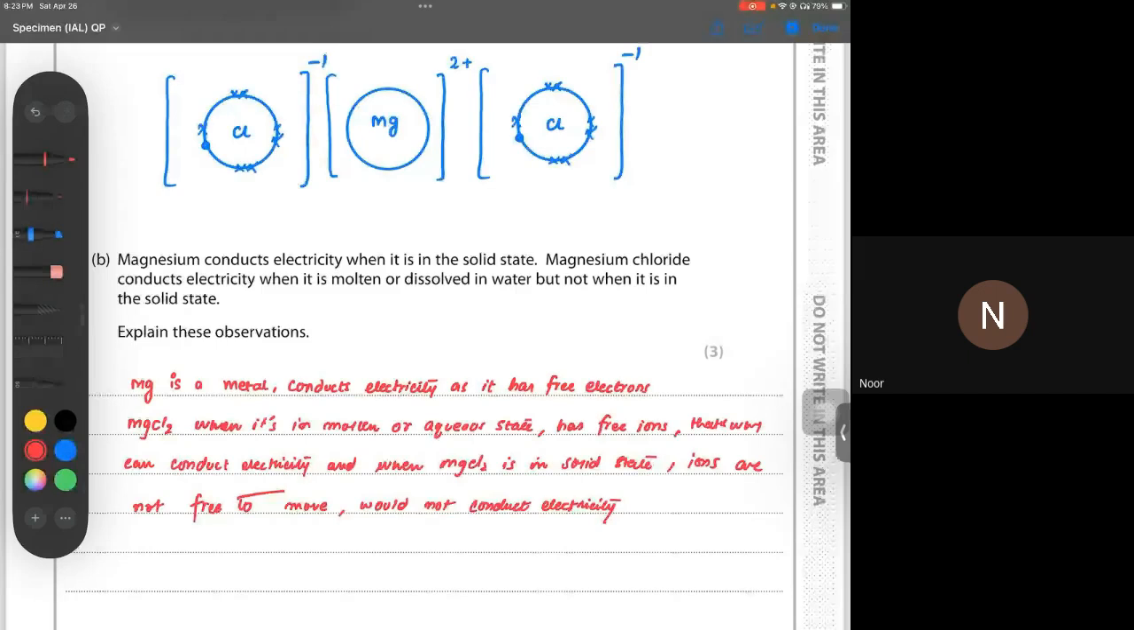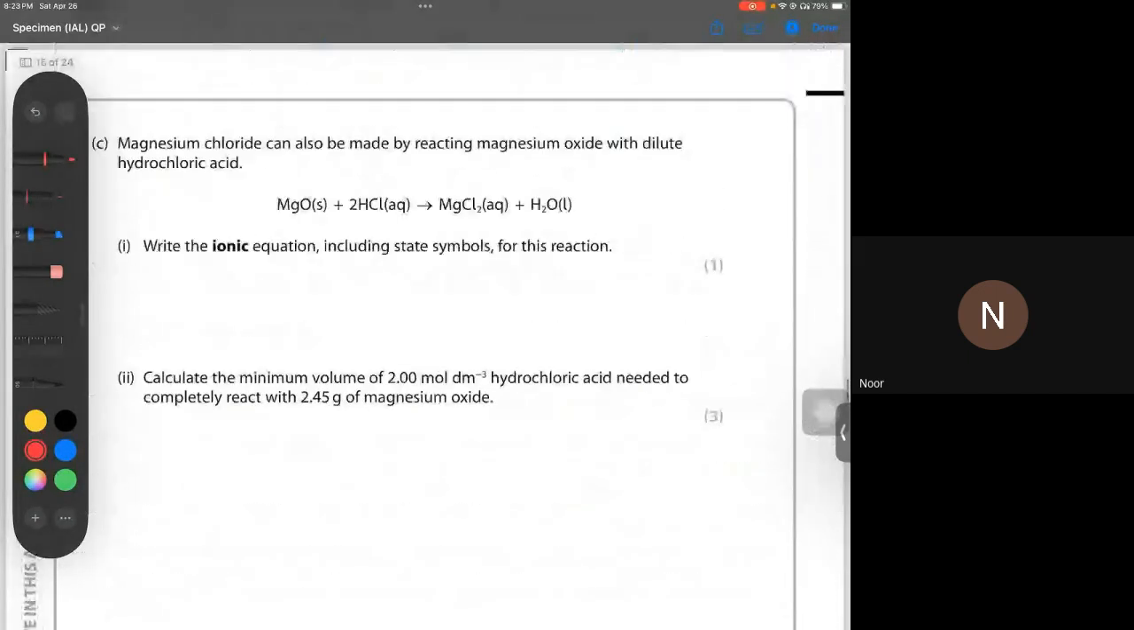Simple, easy. Write the ionic equation including state symbols for this reaction. H plus, H plus, of course, magnesium oxide going to react with them to give Mg2 plus and H2O. This is an ionic equation. Simple. State symbols.